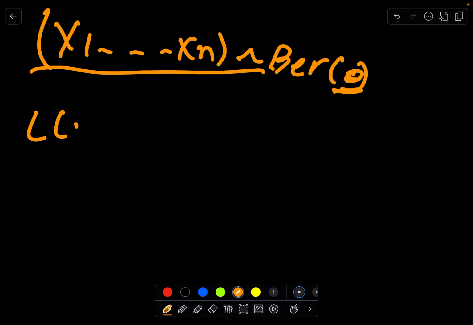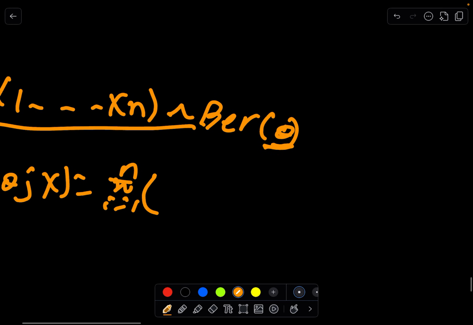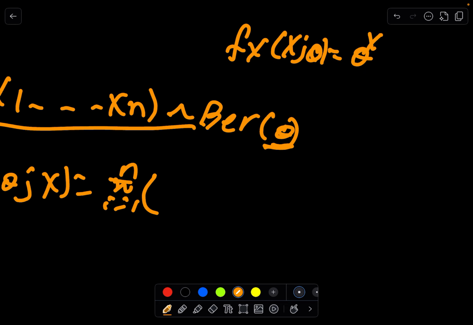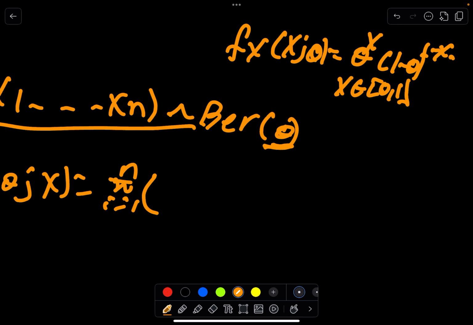Right, so we'll define the likelihood of theta given x. Again, it's the product from i equals 1 to n of the density. The density of f_X of x given some theta is simply theta to the x times 1 minus theta to the 1 minus x. Because x is in the set {0, 1}: if x is 1, we get theta; if x is 0, we get 1 minus theta.